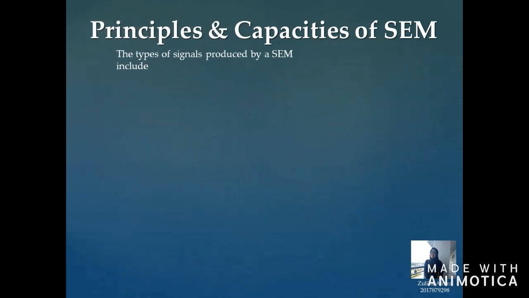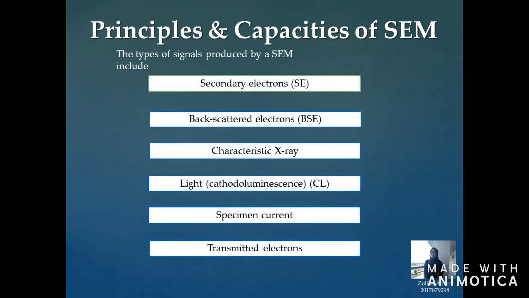The types of signal produced by a scanning electron microscope include secondary electrons, backscattered electrons, characteristic X-rays, light, specimen current, and transmitted electrons, but we will only cover the secondary electrons and the backscattered electrons.